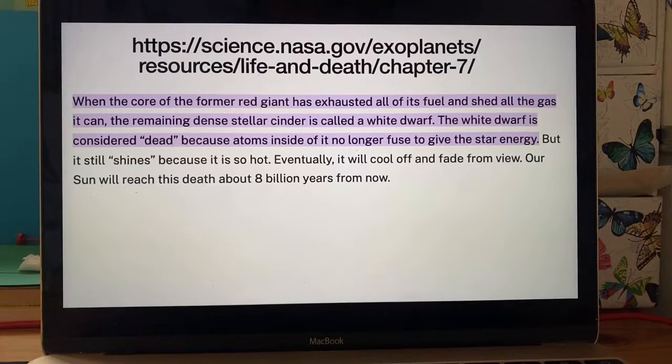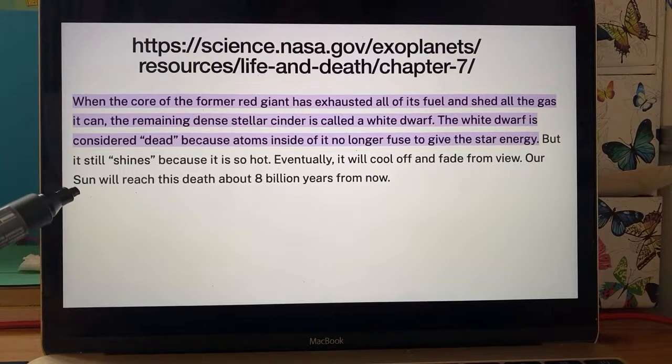When the core of the former red giant has exhausted all of its fuel and shed all the gas it can, the remaining dense stellar cinder is called a white dwarf. The white dwarf is considered dead because atoms inside of it no longer fuse to give the star energy. But it still shines because it is so hot. Eventually it will cool off and fade from our view. Our sun will reach this death about 8 billion years from now, right?